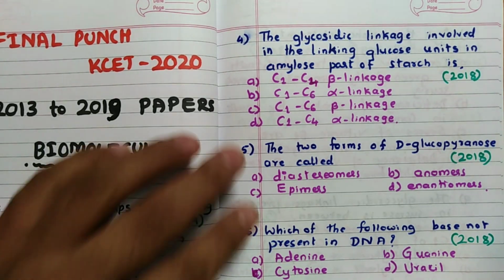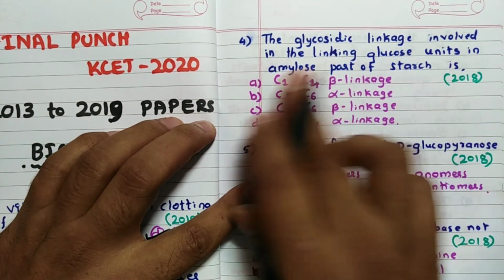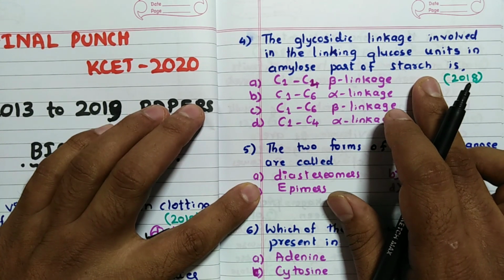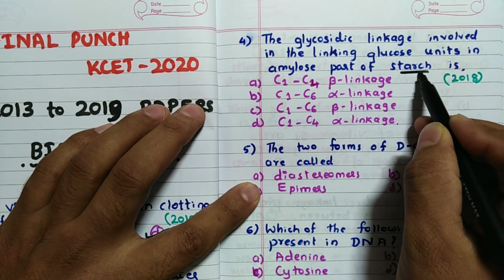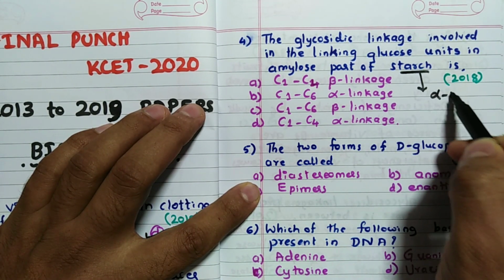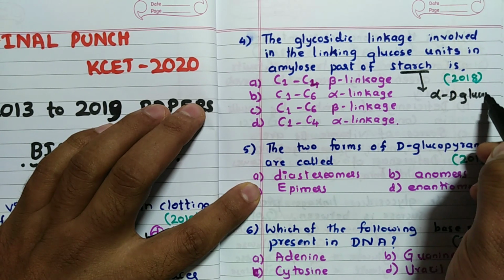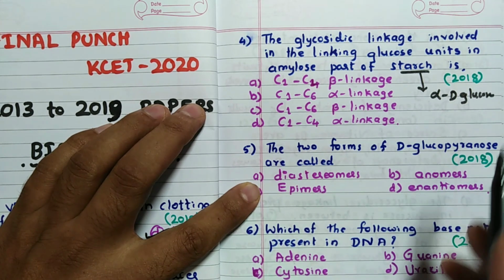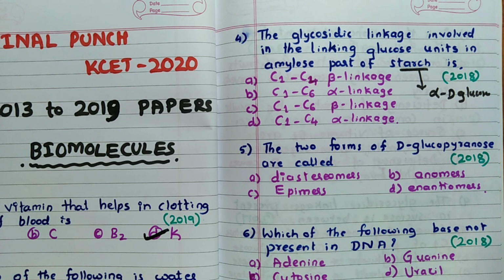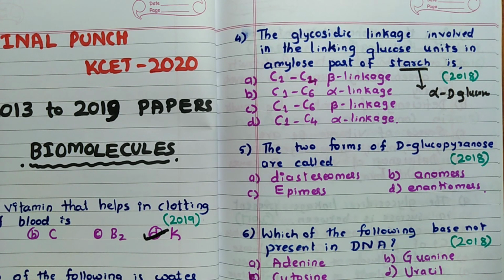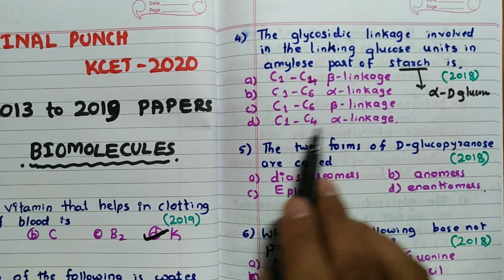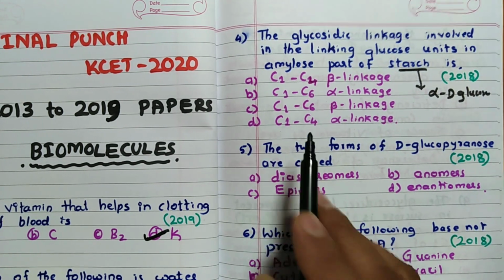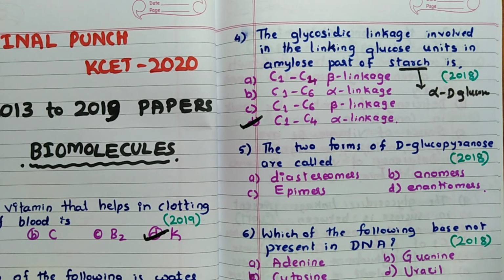Then question number 4. Which glycosidic linkage is involved in linking glucose units in the amylose part of starch? First of all, remember the amylose part of starch has only alpha D-glucose units. Hence, there is no possibility of beta. So how are the alpha D-glucose units connected to each other? In this particular case, remember there is an alpha linkage between C1 and C4. So the answer for this question is D.